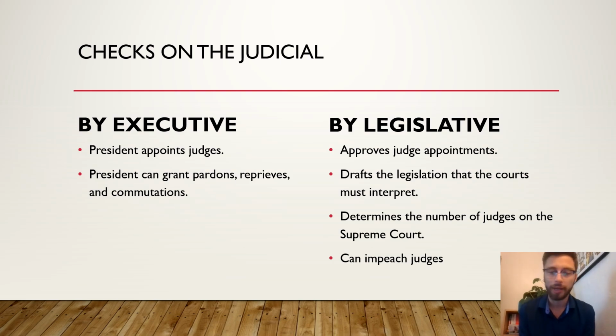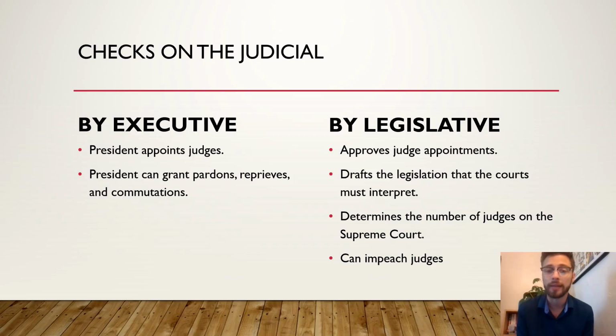Now, the final point we have to remember in these 3 lectures: how do the other 2 branches check the powers of this one branch? Because what we've done is look at how the judicial branch can impact any dimension of our lives, from women's reproductive rights, to your right to gun ownership, to your right to marriage. It determines how we engage with ourselves, each other, and the state. But it's not to go unchecked.